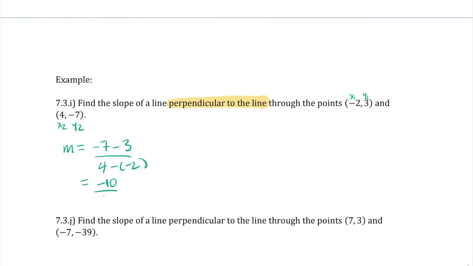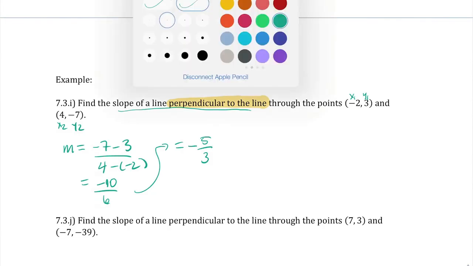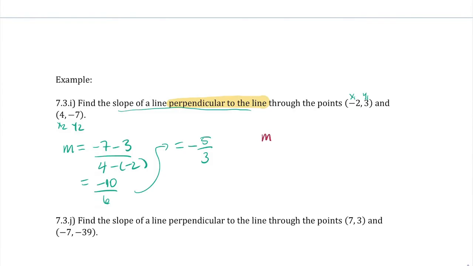Okay, so we're going to get negative 10 over 6, hopefully legibly. And then we're going to get negative 5 over 3 when I reduce. Now, remember that's not the end of the question. We're looking for the slope of the line that's perpendicular to this line that we just found. So we need to find the perpendicular slope, which we just practiced 8 times. So hopefully it feels okay now.